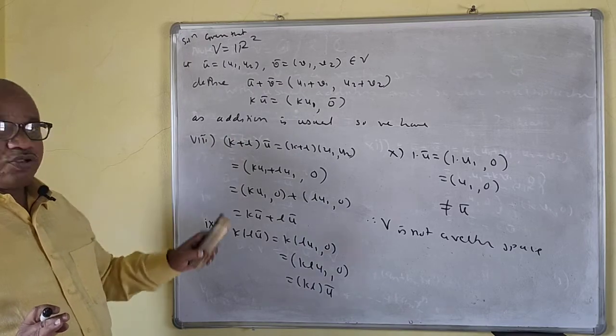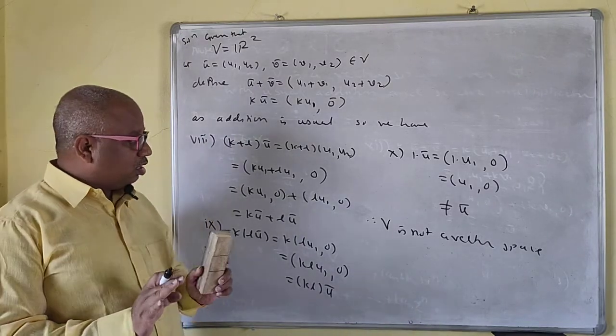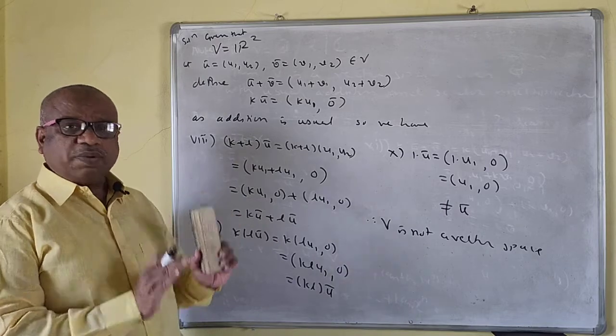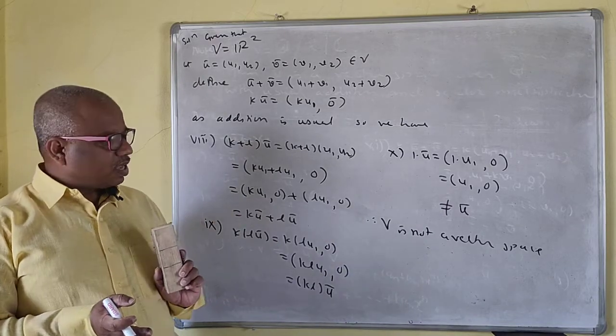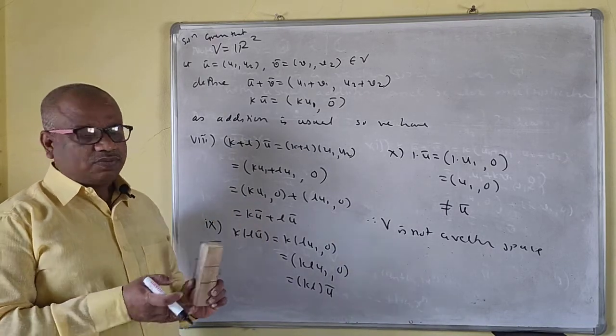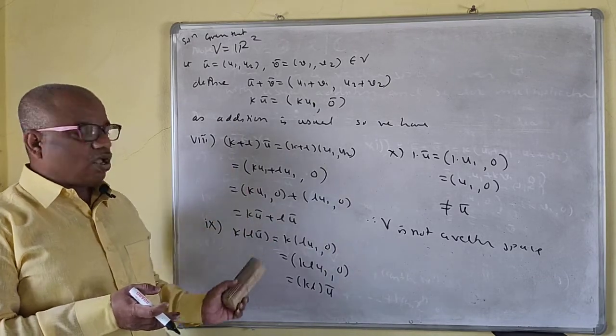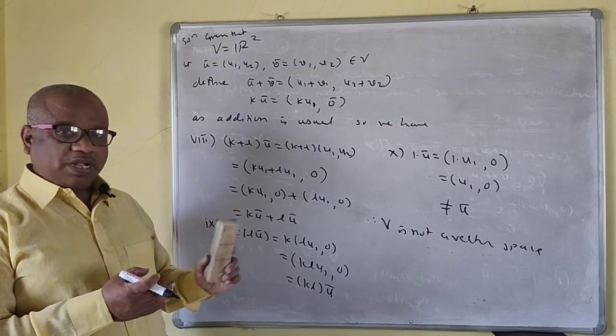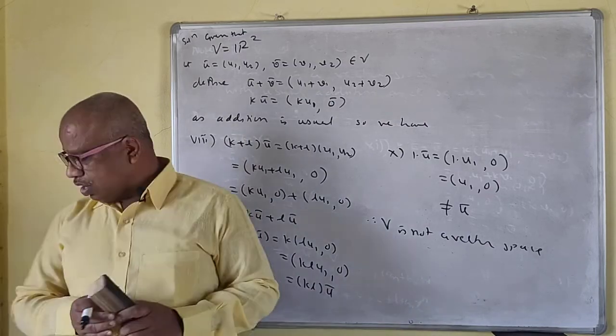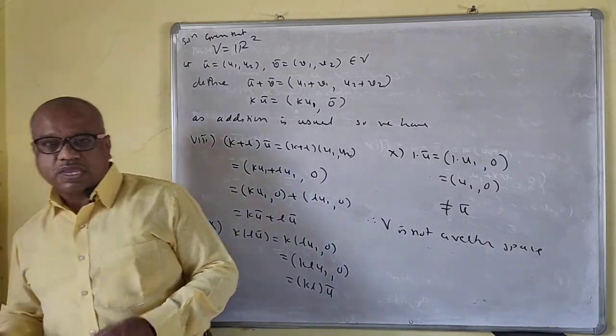I hope you understand all the axioms. You should remember all the 10 axioms. If you don't remember them, you will not get an idea of the vector space. Just remember all the 10 axioms. I hope you understand all of these problems. Now we will stop here. Thank you.